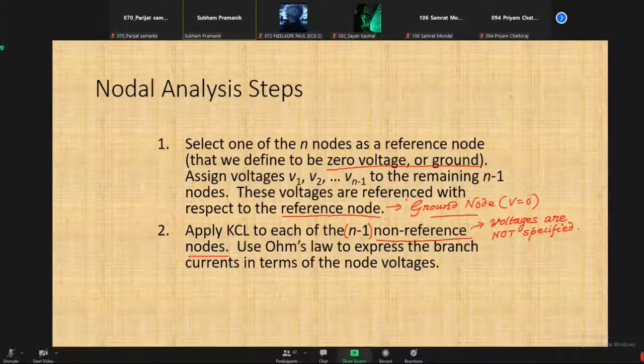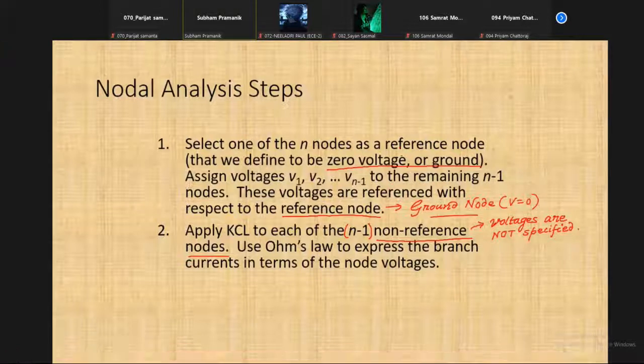If you find in a circuit that there are n number of nodes, then among these n nodes, you have to assume at least one reference node, which is a ground node. With respect to this, all other voltages are specified. I shall show you the circuits, then you will get a clear indication of this. So there are n minus 1 nodes left whose voltages are not yet specified. So these are non-reference nodes.